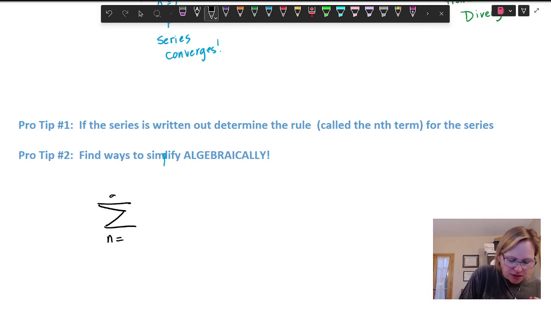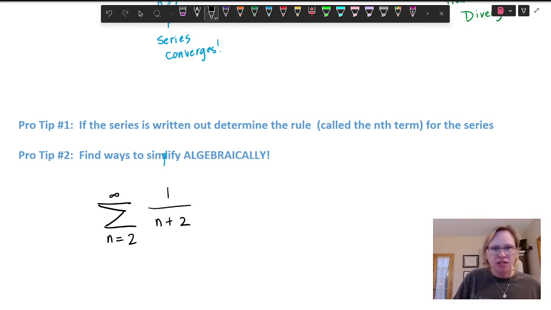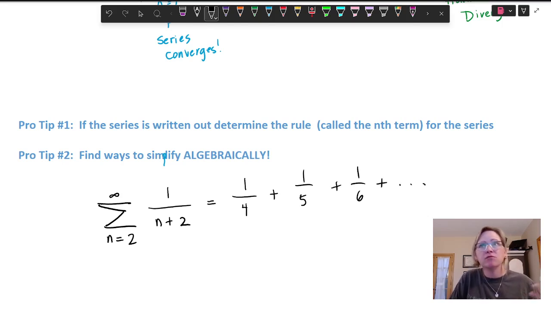So if I have n equals, and it really doesn't matter what I have, I'm going to start n at 2, and I'm going to have 1 over n plus 2. So this is actually the harmonic series, and it doesn't look like it right off the bat, but I can't just say necessarily that this is the harmonic series. I have to show that it's the harmonic series, and I can do that in one of two ways. I can either write out the terms and say, okay, when n is 2, this is 1/4. When n is 3, I've got 1/5 plus 1/6. I have to write out at least 3 terms and say, hey, this is the harmonic series. Or I can actually rewrite the sigma and make it be 1 over n.